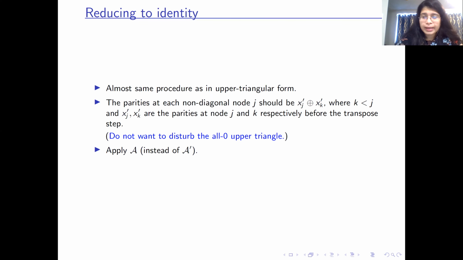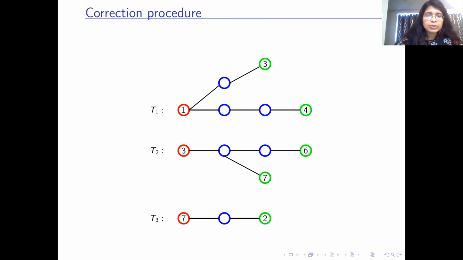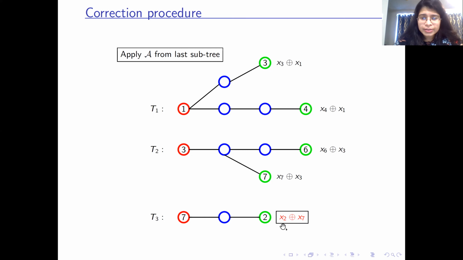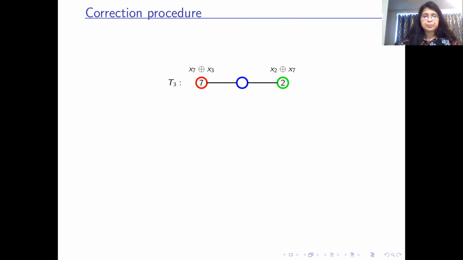And this time we apply A instead of A dash. If k is greater than j, then we apply some correction procedure. I'll show you the correction procedure. For example, suppose we have 3 subtrees, and after applying A from the last subtree, this is how the parities change. These are the parities accumulated at the various nodes. Now we see at T3, the parity at 2 is x2 or x7, and 7 is a higher index. We do not want it. It might disturb the zeros. So we do the following.